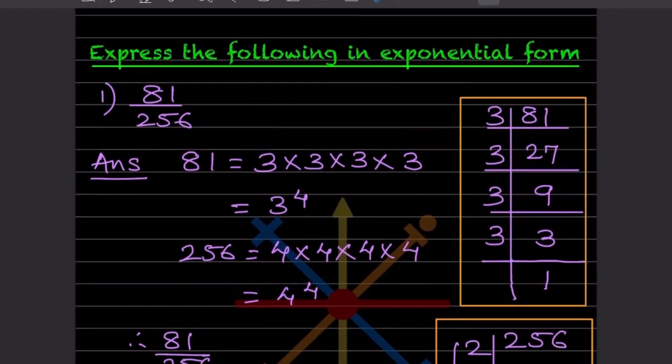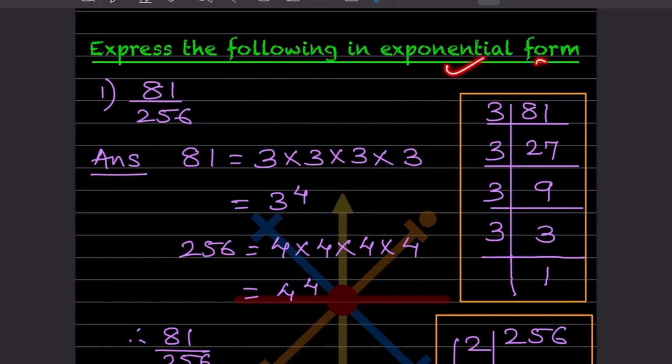Now here what they have said: express the following in exponential form. So this number is given. So the first thing you have to do is express it in exponential form. Before that it was already in exponential form. So now you are going to take the factors of 81. So I have taken the factors of 81. So you got here 3, 3, 3 and 3. Whenever you take the factors, you have to start with 2. If not, then 3 and so on. We have done a lot of problems. You can see my previous videos.